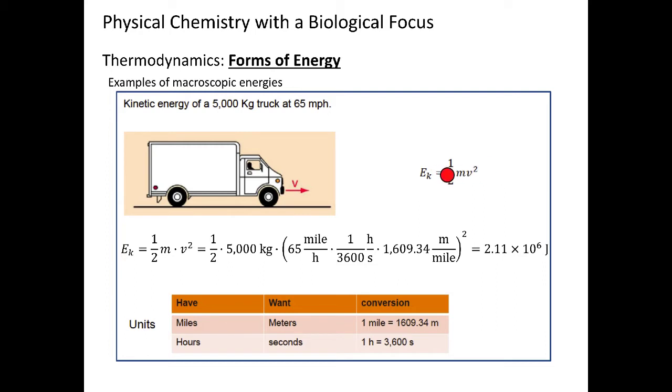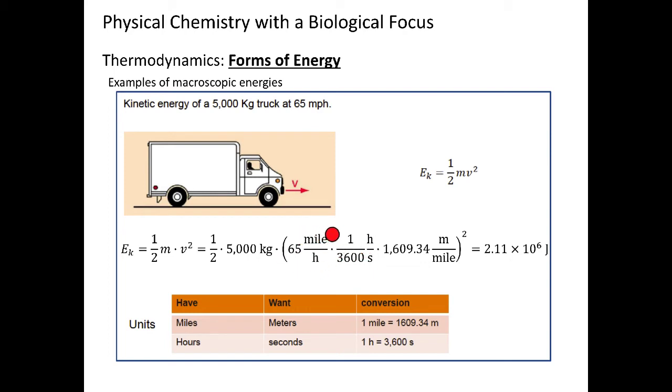And when you plug in the numbers, well, we have a problem that 65 miles per hour is very much not an SI unit. So mile is not the unit of distance and hour is not the unit of time in the SI system, so we have to convert that first. We have 1/2 times 5,000 kilograms, which is fine, but now we have to convert the hours into seconds. 1 hour is 3,600 seconds, so 3,600 seconds per hour to convert the time unit.